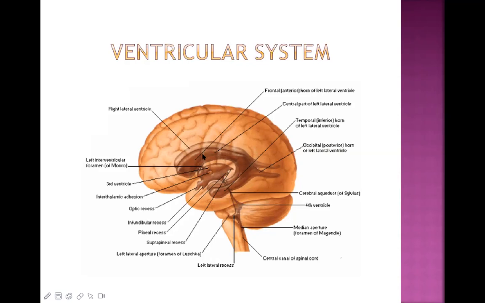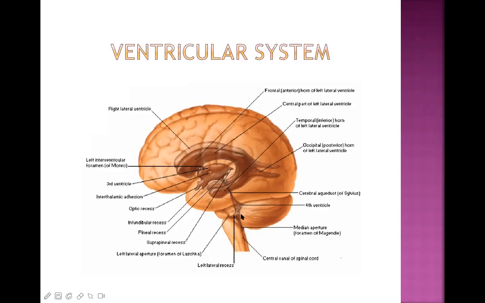Now let me talk something more. CSF is mainly secreted, or produced, by the lateral ventricles. From the lateral ventricle through the foramen of Monro, we say foramen because it's one foramen, CSF will drain into the third ventricle. Third ventricle is right here. From the third ventricle, CSF will flow into the fourth ventricle through the cerebral aqueduct of Sylvius.